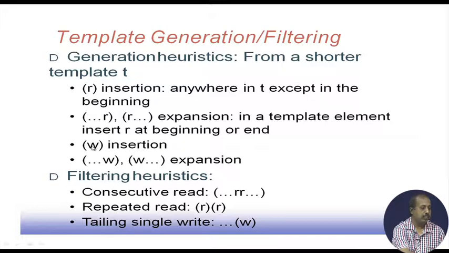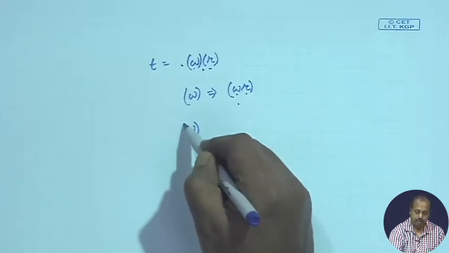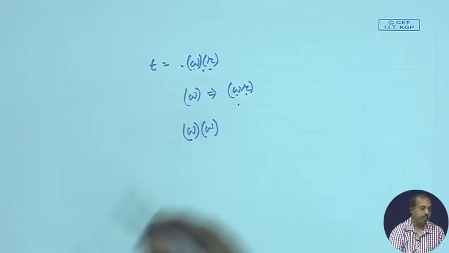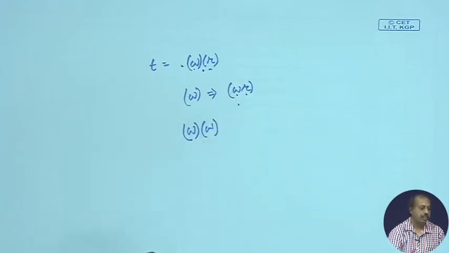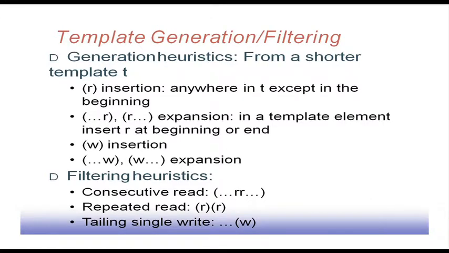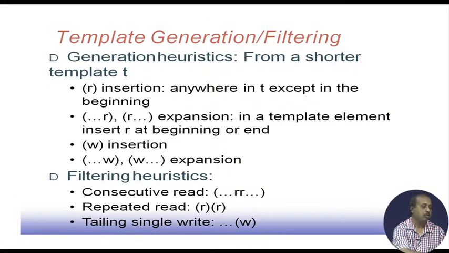Similarly, we can introduce a standalone W operation, a standalone write operation. So, we have got this template, and it can be extended by another write operation. It can extend the template by putting another standalone write operation, or we can have expansion. So, this template may get expanded by putting a write at the end or putting a write at the beginning.